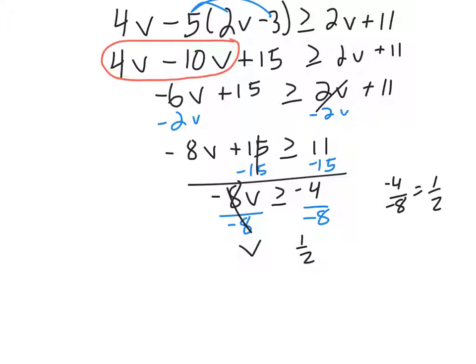But I divided by a negative. Remember, the rule is flip that inequality. So I flip the inequality. I get v is less than or equal to 1/2.